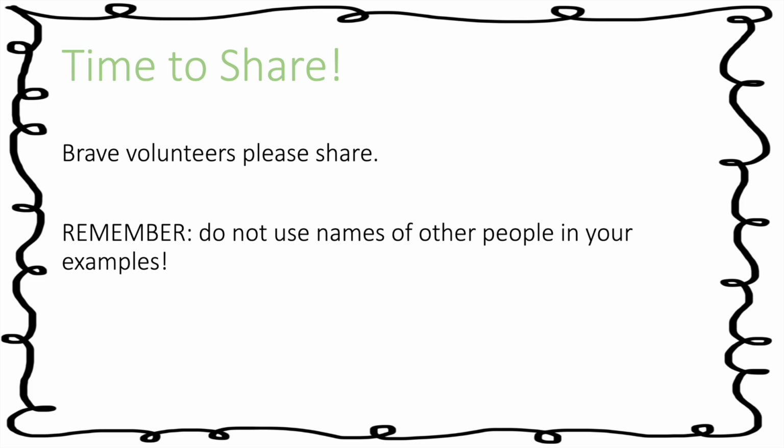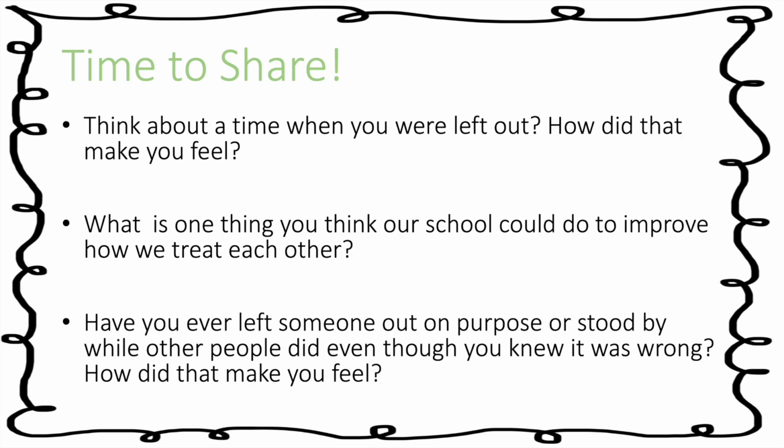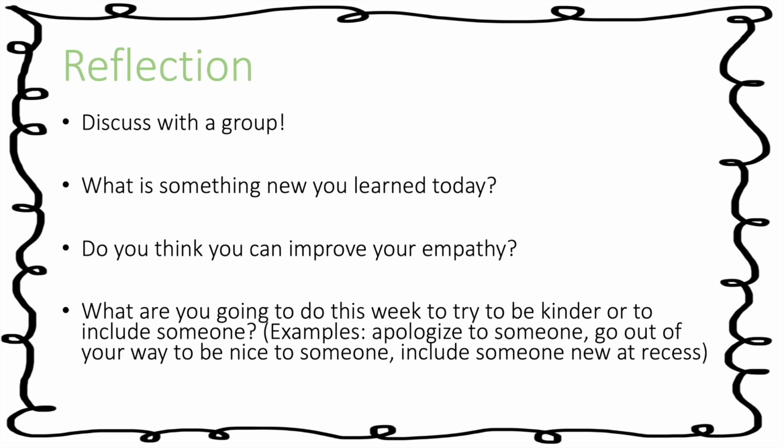Then time to share. So this is when you can ask some brave volunteers to please share. And of course, you want to remind them not to use real names of other people in their examples. But you can see if 3 people, or more than 3, want to share and answer these questions that are kind of digging a little deeper. So talking about a time they were left out and how it made them feel, something they think their school could do to improve how they treat each other, or if they've ever left someone out on purpose. Again, these are kind of vulnerable questions, so make sure that we're setting the tone of respect in the room, and even sitting in a circle on the floor makes it a little more personal. That's a good idea for this one.